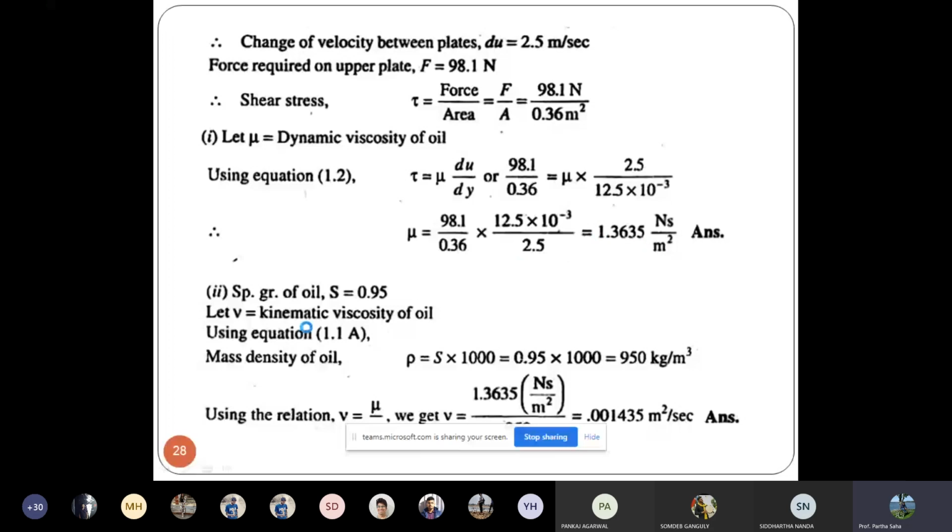Now for the second part, the specific gravity of the oil is given as 0.95. You have to calculate the kinematic viscosity. You know there is a relationship between specific gravity and density: if you multiply it with the density of water, you get the density of that particular oil. So the specific gravity is 0.95, and the density will be 950 kg per meter cube. Now nu equals mu by rho. You already calculated mu, and divided by rho you get 0.001435. And the unit for kinematic viscosity, as I mentioned, is meter square per second.